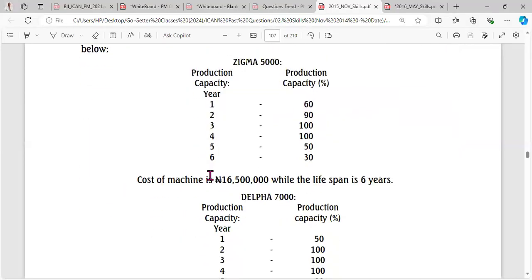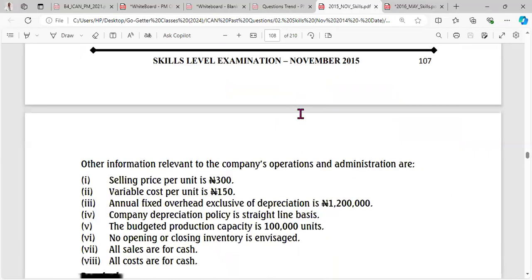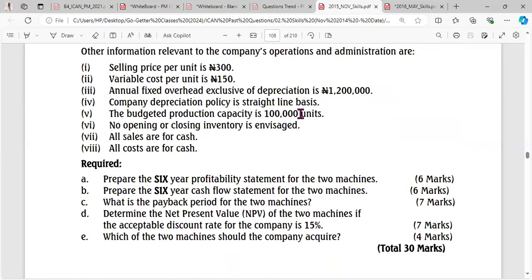Okay, this first one we're investing 16,500, lifespan is 6 years. This one we are investing 18,300, lifespan is 6 years. So use the cash flow to check the payback period of the two machines. Which one of them will give you the smallest payback period?